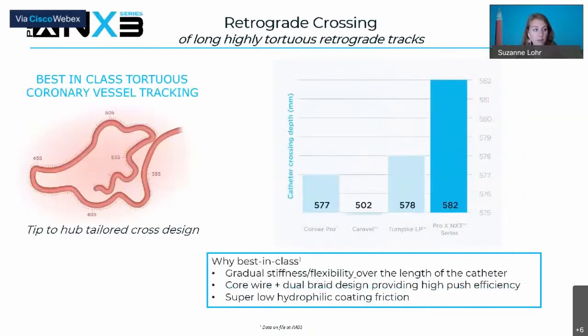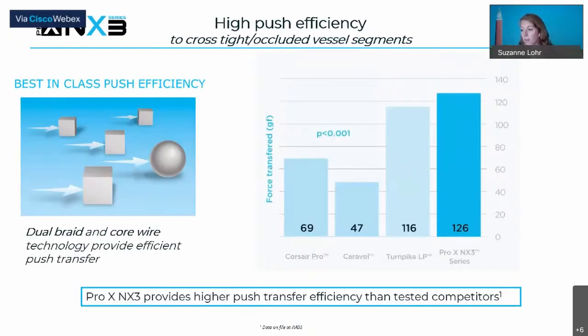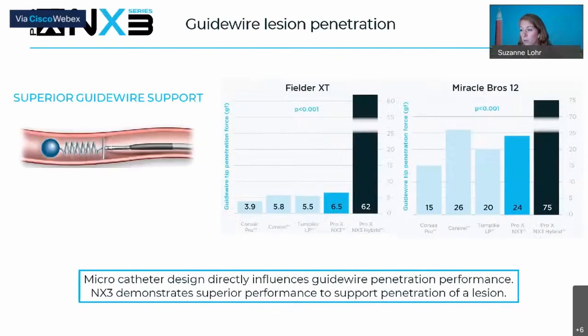I see there is a question: why does Caravel not have more support than the Corsair? We see over here, it's a bit dependent on the guide wire. Oh, the Caravel is having higher forces compared to the Corsair Pro.